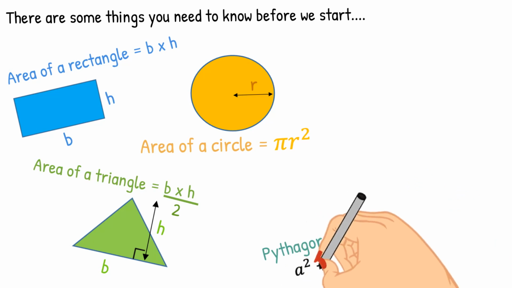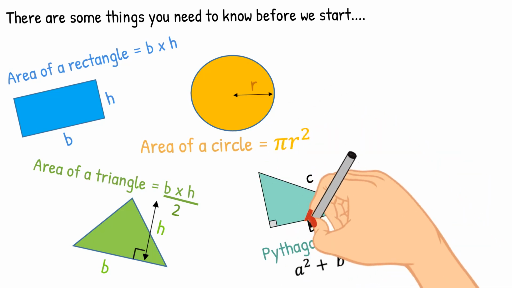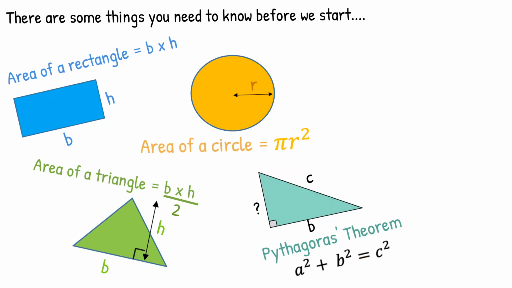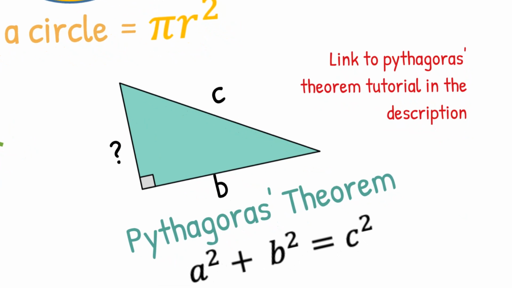And you also need to know Pythagoras' theorem. This is because if we are given a slanted length and the base, we need to be able to find the height. Now, if you haven't learned Pythagoras' theorem, please look at my link in the description and that will take you to my Pythagoras' theorem tutorial.